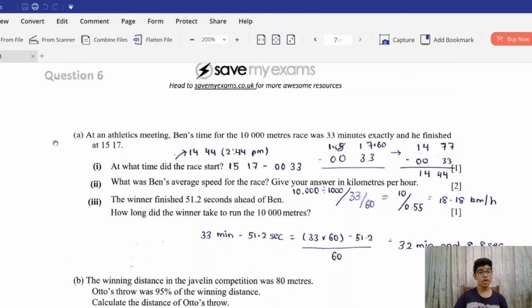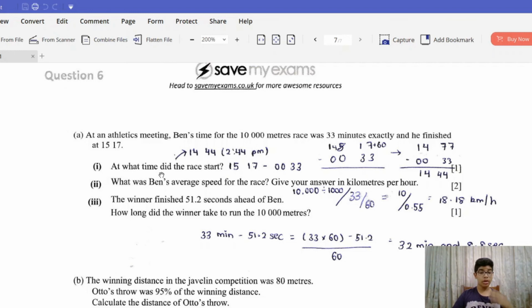Okay. So question 6 and the final question for this episode, part A. Ignore this alarm. At an athletics meeting, Ben's time for the 10,000 meters race was 33 minutes exactly, and he finished at 15:17. Roman 1. At what time did the race start?